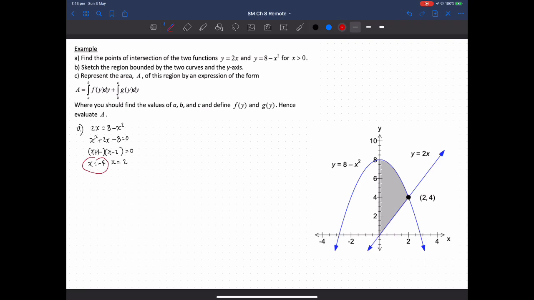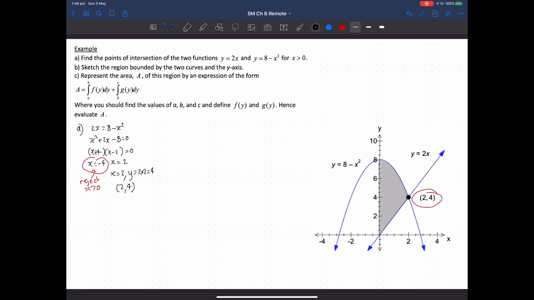We're going to reject x equals negative 4 because we were told x has to be bigger than 0. The question asked us for the points of intersection, so we need to find the coordinates. We know when x is equal to 2, y will equal 2 times 2, which is 4. So the point we require is the point (2, 4). That has been represented on our graph.